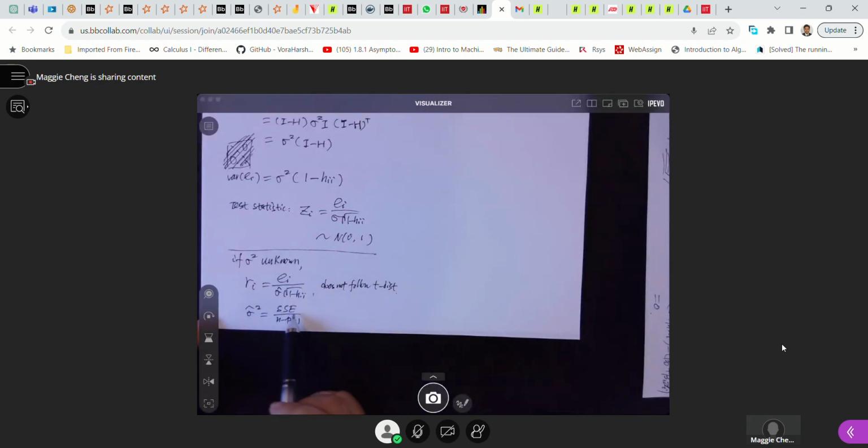Ei and SSE are not independent, okay? The sigma hat is computed by sigma hat squared, right? This one uses SSE. Ei and SSE are not independent. So we don't satisfy the independence requirement, we cannot say it's T. All right?